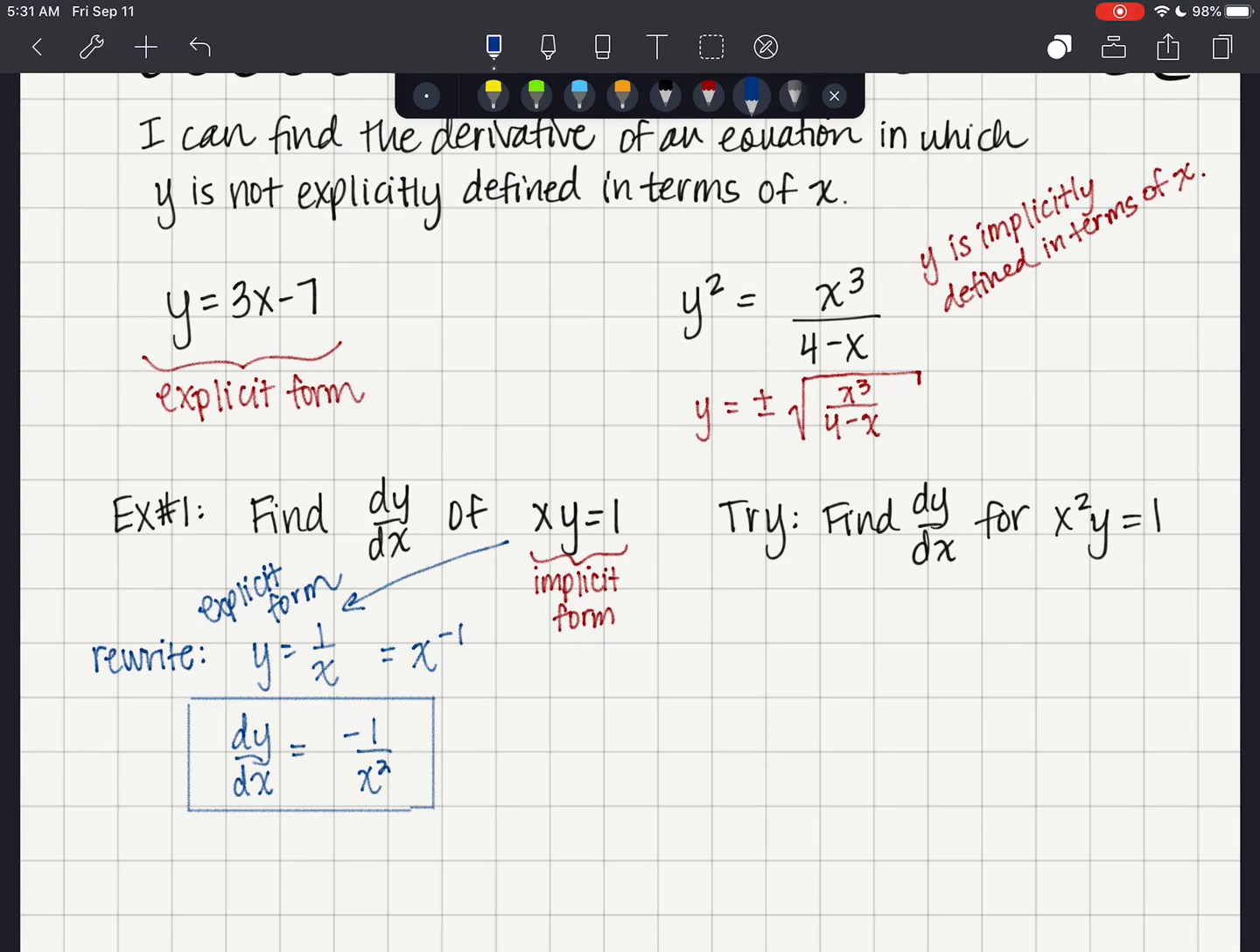Here's another example for you to try. Dy dx for x squared y equals 1. Try rewriting. And here we have not quite found derivatives using implicit differentiation. We're manipulating our given equation to write it explicitly and then finding the derivative there. Sometimes that's not going to be available. So go ahead and try this one. It is optional. You can rewrite this one. So we're just practicing the first example.